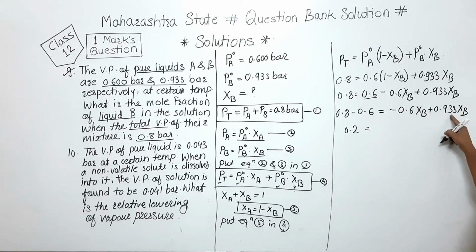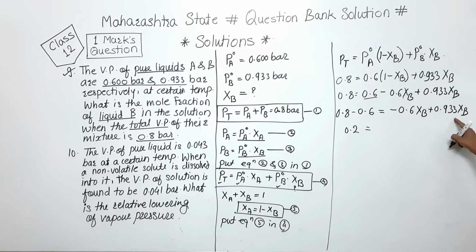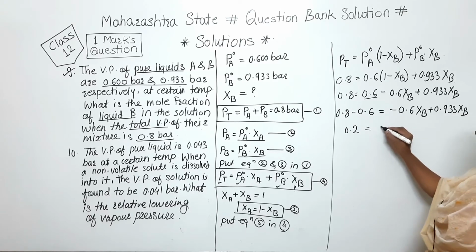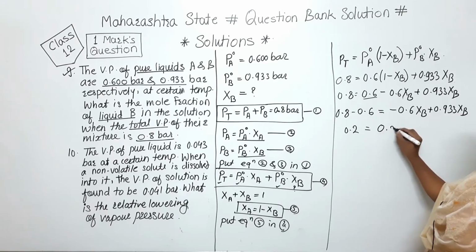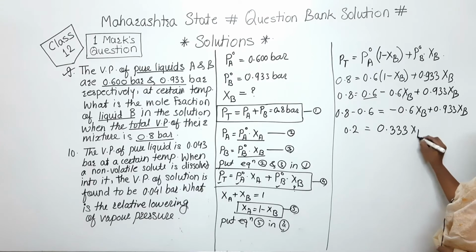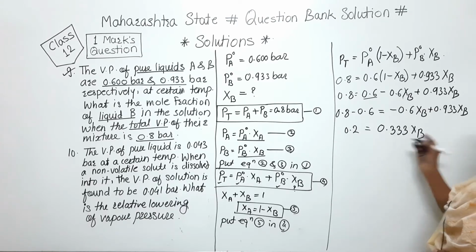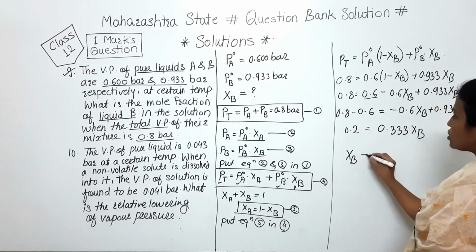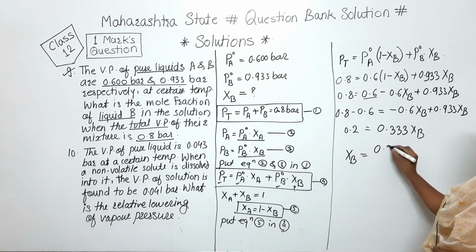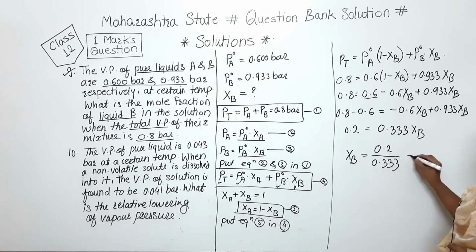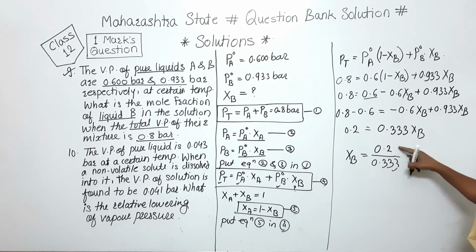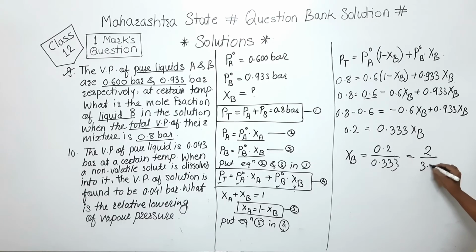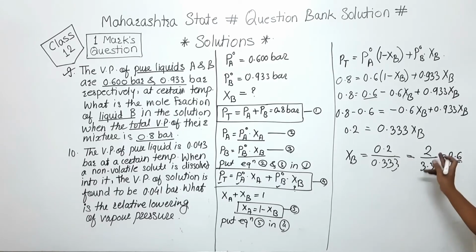So which one is the bigger value? The bigger value is 0.933, so we have to write the positive sign, and that answer is 0.333 XB. Now we want to find out XB. So finally the equation will be XB is equal to 0.2 divided by 0.333. And what will be its answer? Its answer will be 2 divided by 3.33, and that is nothing but 0.6. And this is the final answer for this numerical.